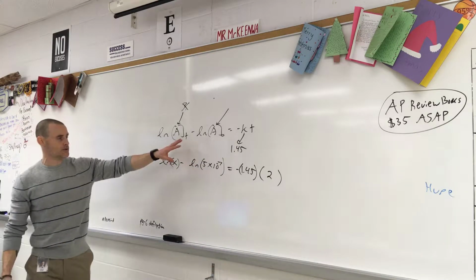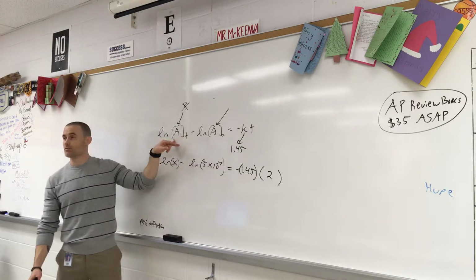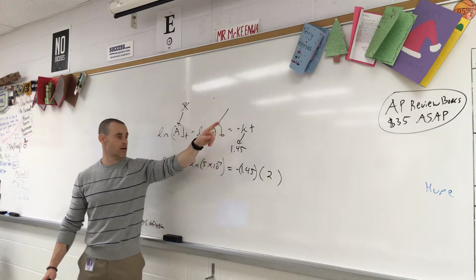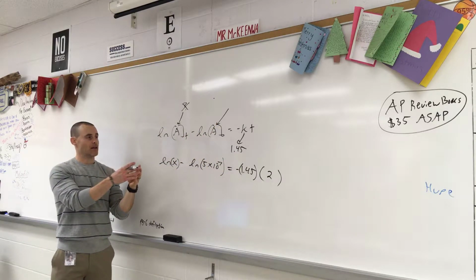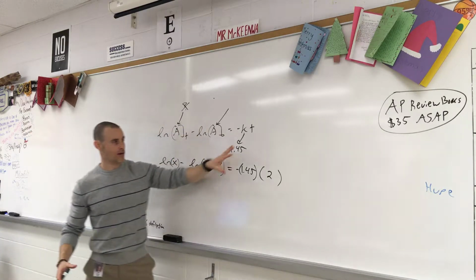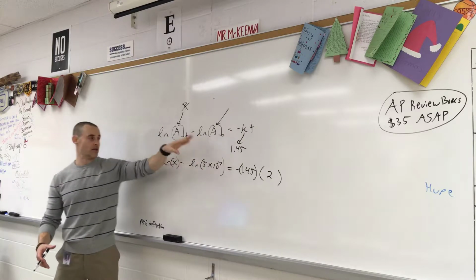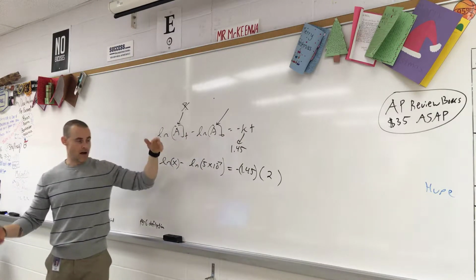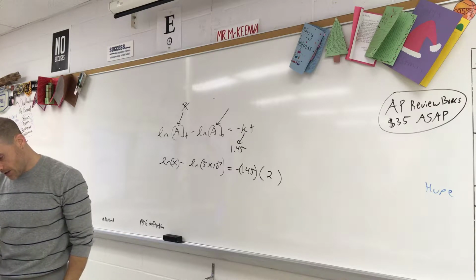Now, if you don't like doing that, you can always rearrange it in the first place. Some kids like to rearrange it ahead of time. I think I said that a bunch of times. I know Mr. McConnelly teaches that. So if you want to add this over here first, so negative kt plus natural log of a sub naught equals this, that's fine. However you want to do it.